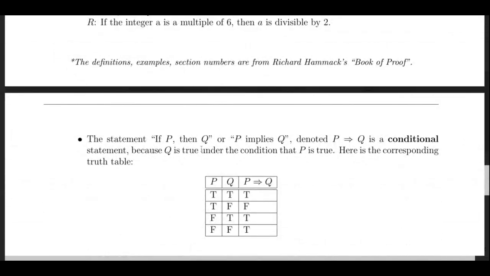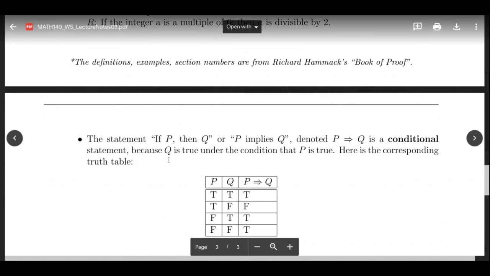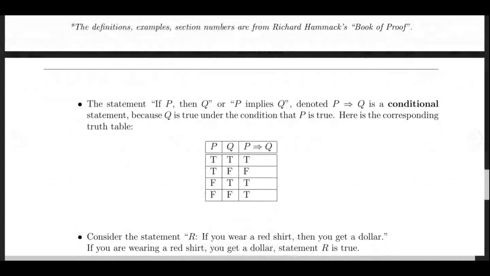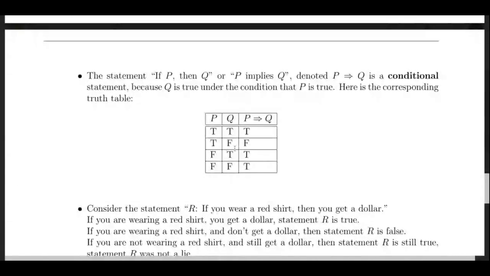So the statement if P then Q, or P implies Q, we use this arrow notation. So P implies Q, which means if P, then Q. And it is a conditional statement. So the corresponding truth table is this.